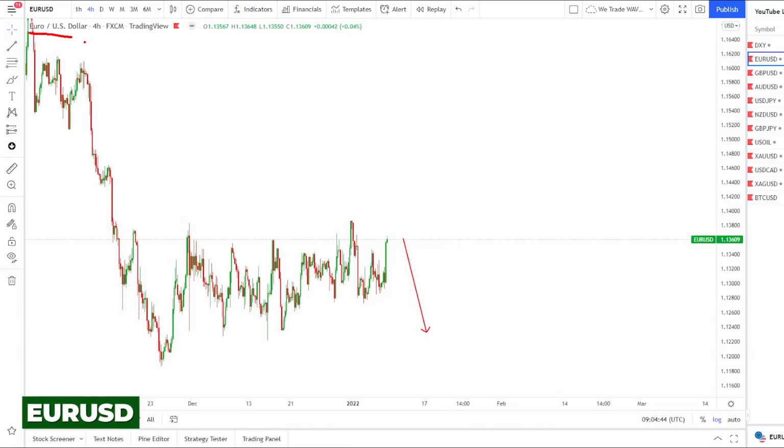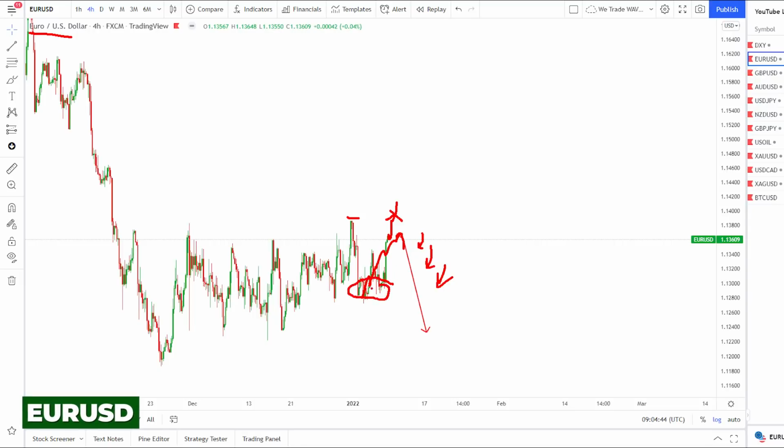Euro dollar, for this one, market is correcting upwards. The next move that we'll look for is a down move. So we are biased to the downside regarding euro dollar. Can market continue to the upside to break this top? Definitely it can. Are we going to buy this one? No. Even if this one will be going up to break this top, we will be looking for our sell setups only.